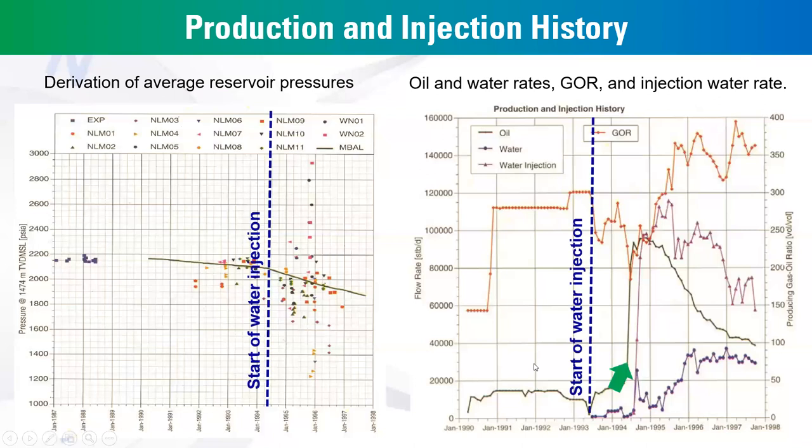Just a field example of water injection. Water injection starts at this point, and this is the average reservoir pressure. As you can see, after the start of water injection we have an increase in reservoir pressure for some wells, which means water injection has an effect on average reservoir pressure, highlighted by the pressure measurements. This is also reflected in the production rates: we have an increase in production rates, followed by a decline, due to the increase in produced water, or water cut.